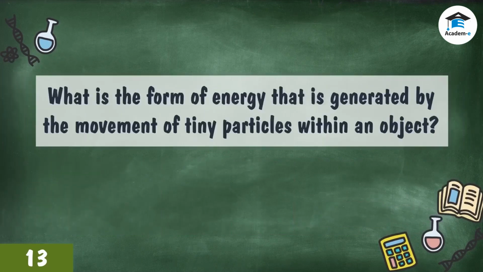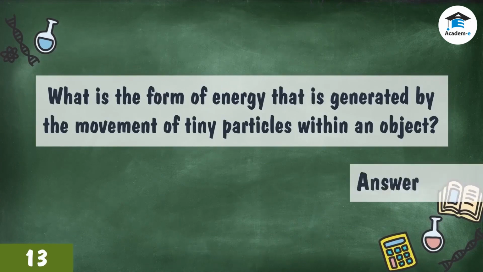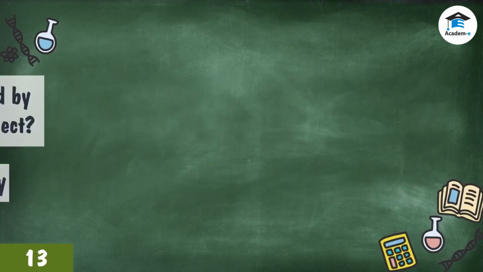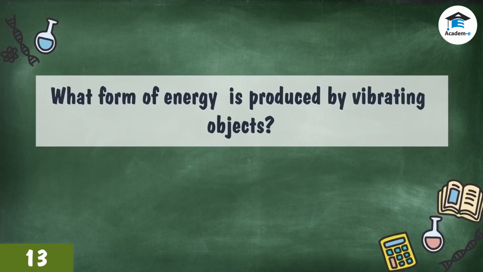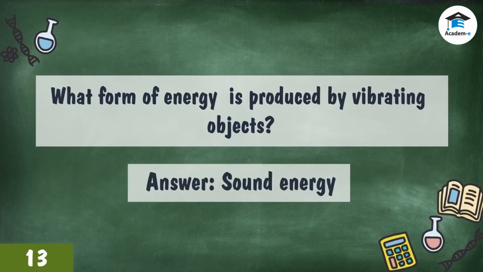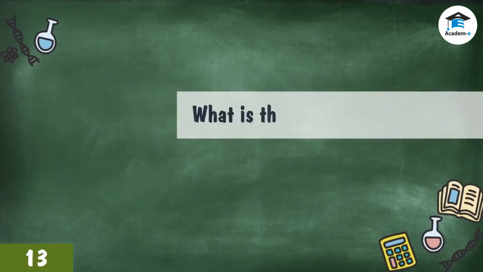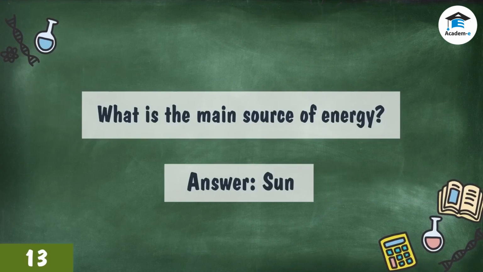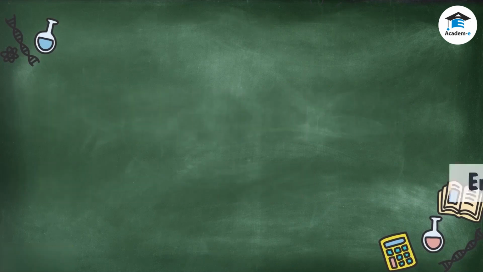What is the form of energy that is generated by the movement of tiny particles within an object? The answer is thermal energy or heat energy. What form of energy is produced by vibrating objects? The answer is sound energy. What is the main source of energy? Sun is the main source of energy. End of lesson.